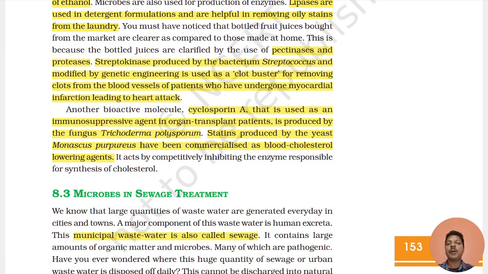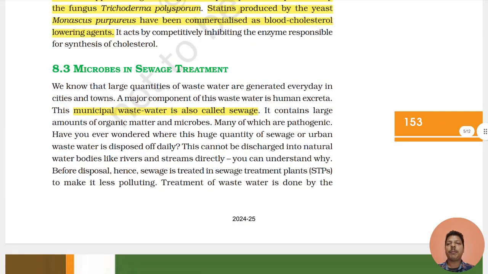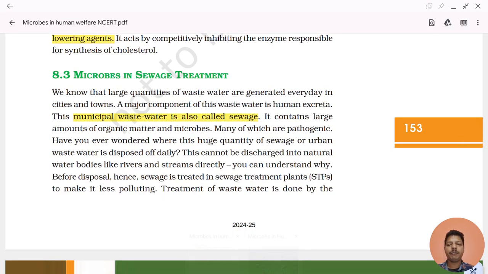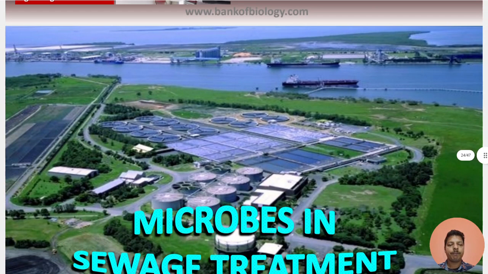And another bioactive molecule, cyclosporin A, used as an immunosuppressive agent in organ transplant patients, is produced by the fungus Trichoderma polysporum. Statins produced by the yeast Monascus purpureus have been commercialized as blood cholesterol lowering agents. Then next topic, microbes in sewage treatment. Let's see the PDF here.